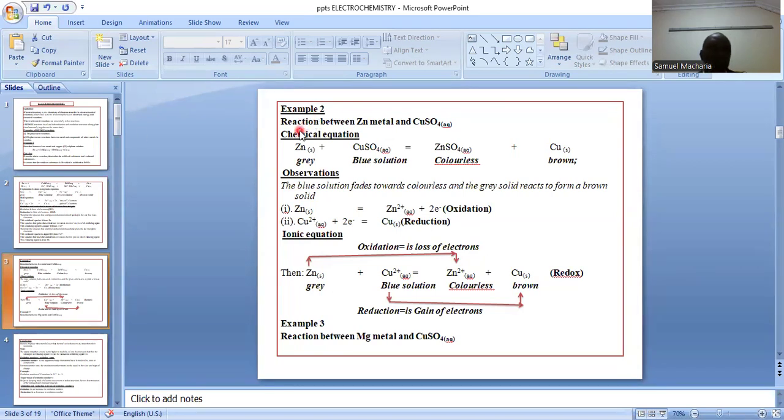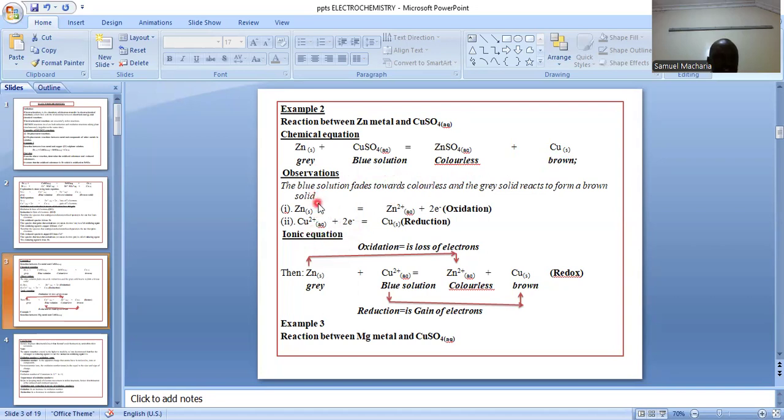Then we look at the next example of a reaction for displacement. Reaction between zinc metal and copper 2 sulfate solution. Of course, because zinc metal is more reactive than copper, it displaces copper out of solution to form zinc sulfate and copper solid. The observation here is that the gray solid reacts to form brown solid, then the blue solution fades towards colorless.